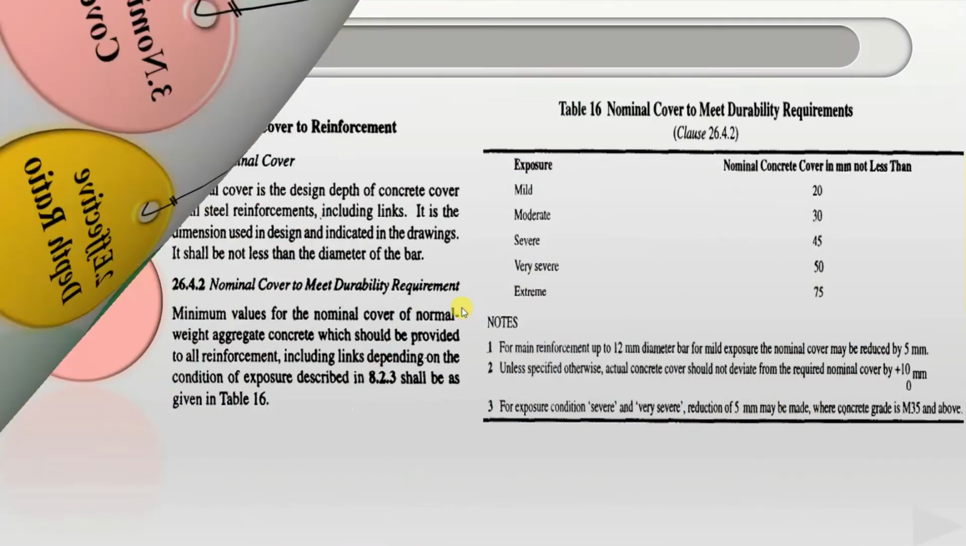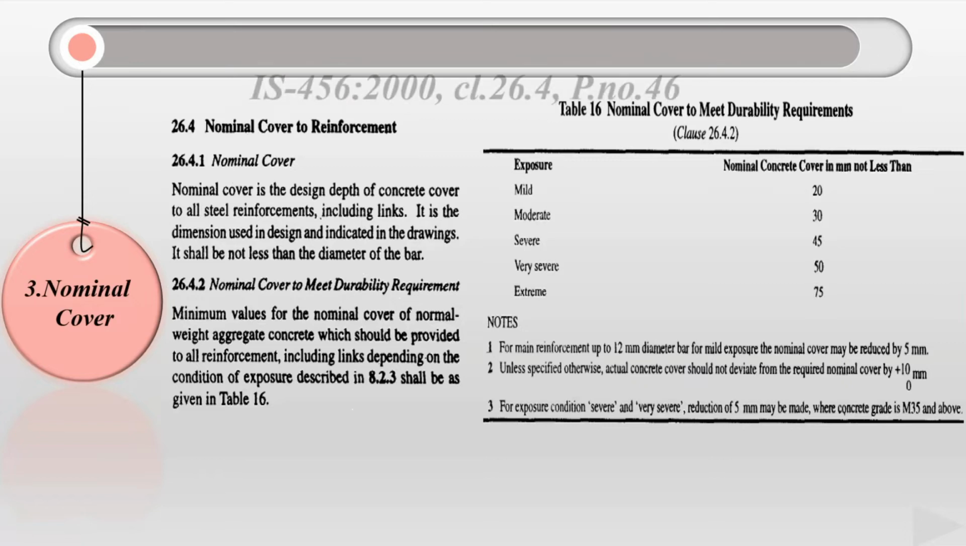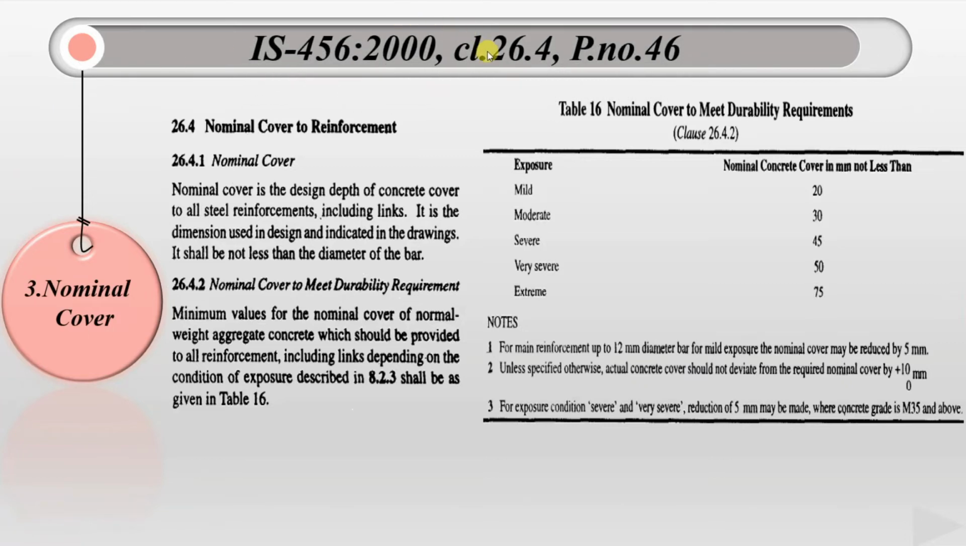Next one is nominal cover. Let's see what is given for nominal cover. Clause number 26.4. Nominal cover is the design depth of concrete cover to all steel reinforcement including links. It is the dimension used in design and indicated in drawings. It shall not be less than the diameter of the bar. So it is very important, friends.